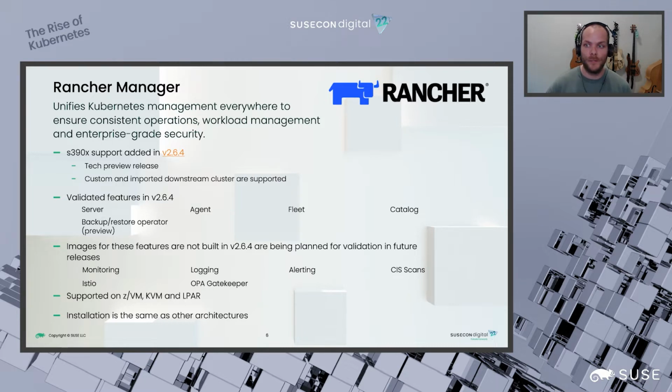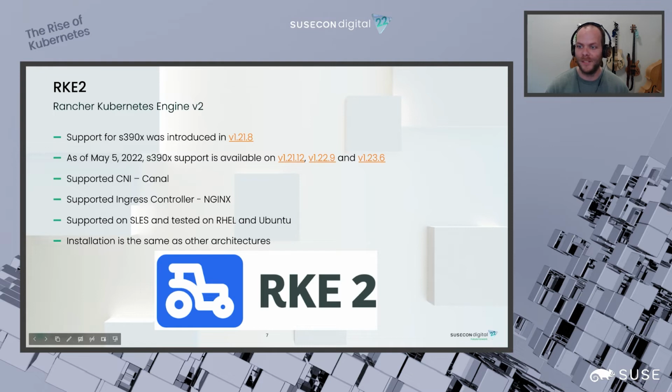We do have support for running the cluster that runs Rancher Manager, and Rancher Manager itself, on ZVM, KVM, and directly on LPAR if you need that level of support. The installation is the same as it would be for any other architecture. Actually, almost all of this is very much the same as it would be for x86 or ARM. So if you're used to those environments, you should be very pleasantly surprised, because we didn't change much.